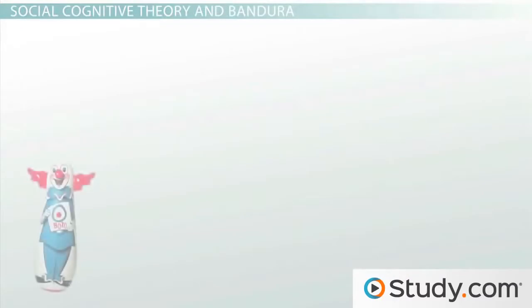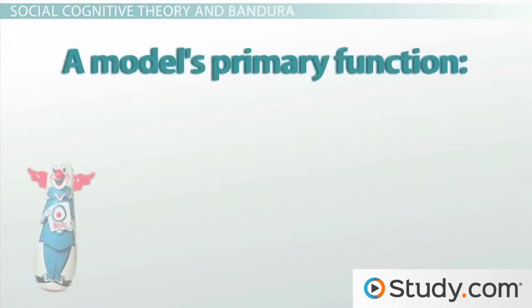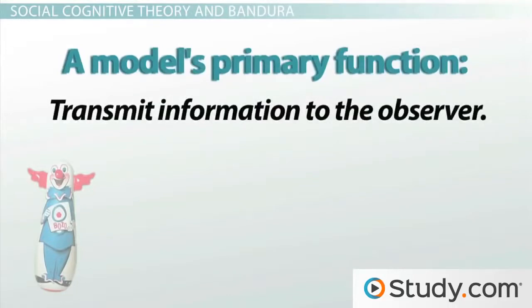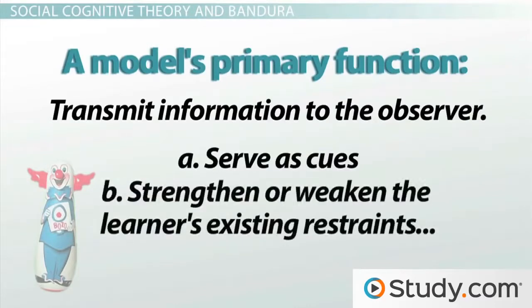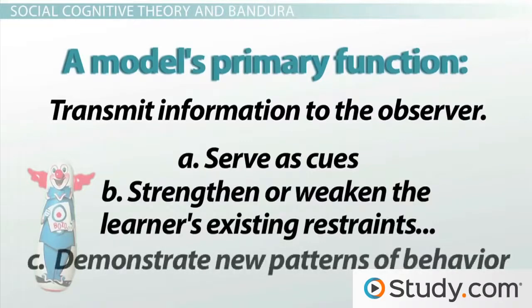Through the Bobo doll experiment and others, Bandura grounded his understanding of a model's primary function, which is to transmit information to the observer. This function occurs in any of three ways. The first is modeled behaviors serve as cues to initiate similar behaviors in others. They also serve to strengthen or weaken the learner's existing restraints against the performance of a modeled behavior. And third, they're used to demonstrate new patterns of behavior.